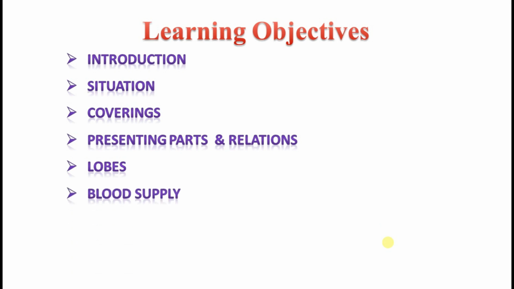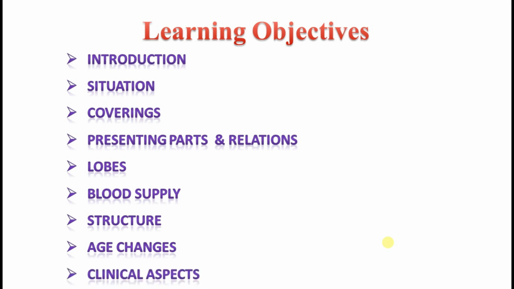Then blood supply, nerve supply, lymphatic drainage. Then the structure of the prostate gland, how the various structures within it are dispersed, or any other structures which pierce the prostate gland and open into it. Age changes. Finally, we will conclude this chapter with the clinical aspects. Now coming to the prostate gland, with a short introduction.